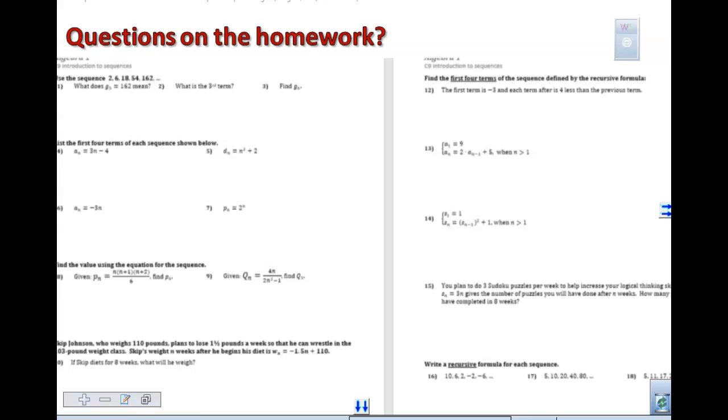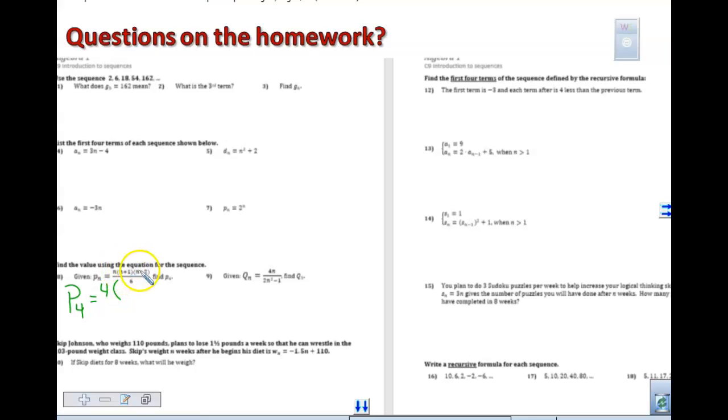At number 8, they ask you to find P of 4. Every place there is an n, I'm going to put in a 4. Now, when I do it the first time, I'm probably going to write the 4.